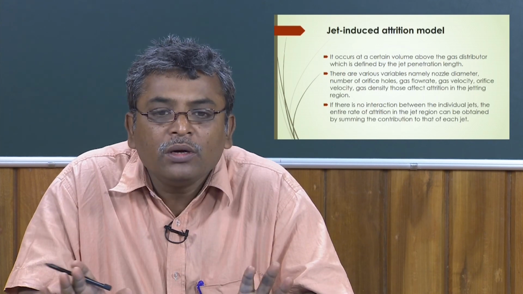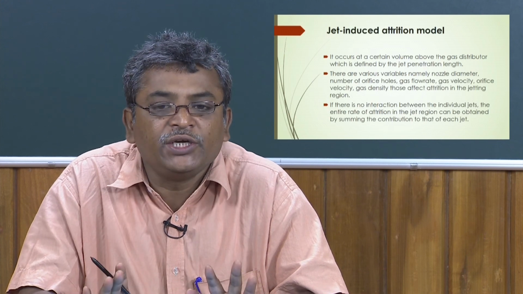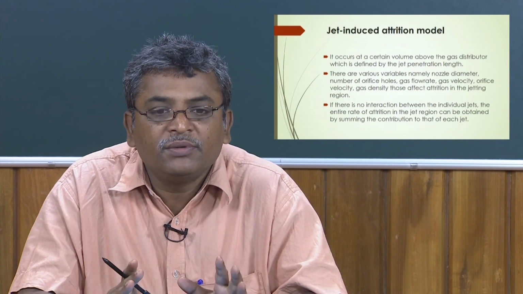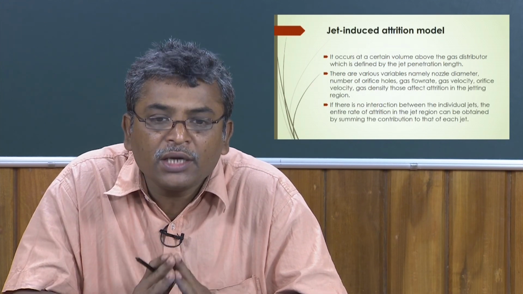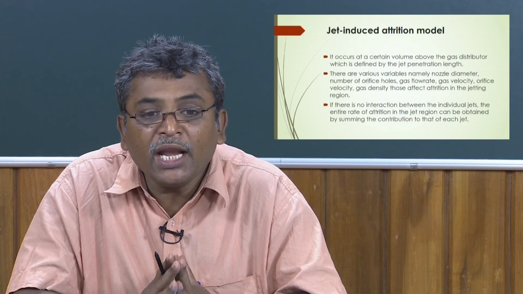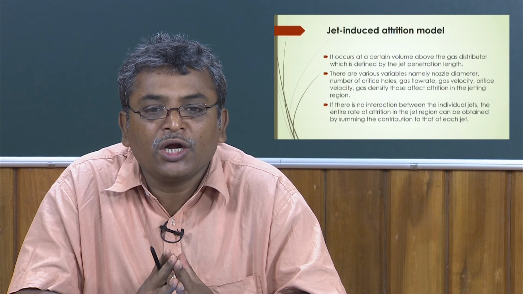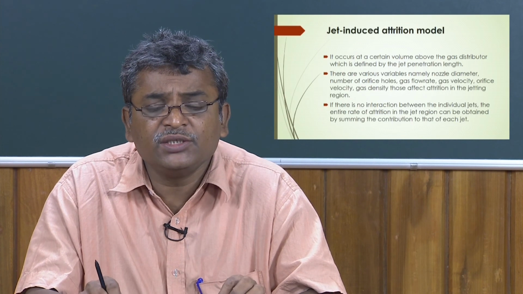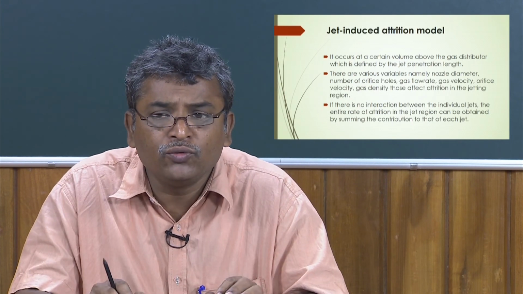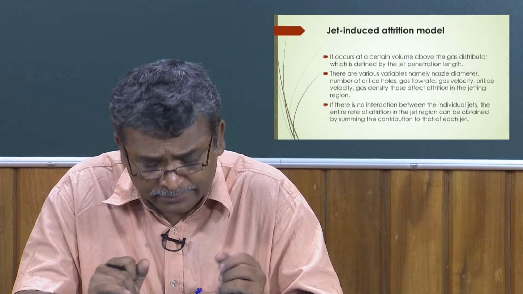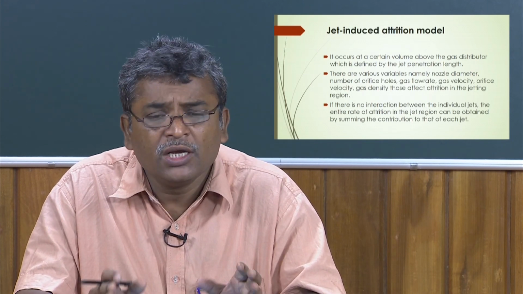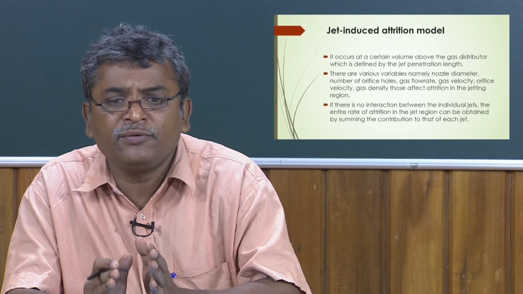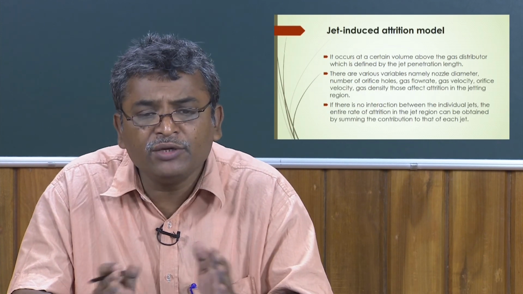If there is no interaction between the individual jets coming out from the holes of the distributor, the entire rate of attrition in the jet region can be obtained by summing the contribution of each jet. Suppose there are 3 jets used for the fluidization to distribute the gas through these holes as jets. If each individual jet is giving its individual contribution to the attrition rate, then you have to sum them up.